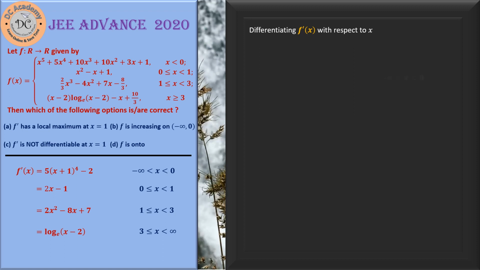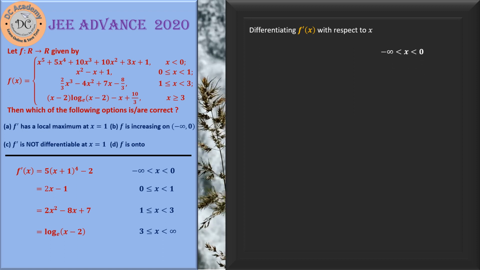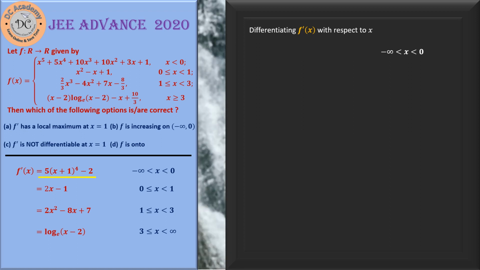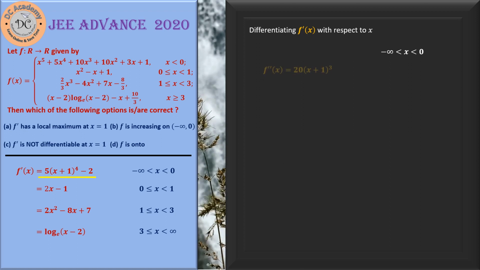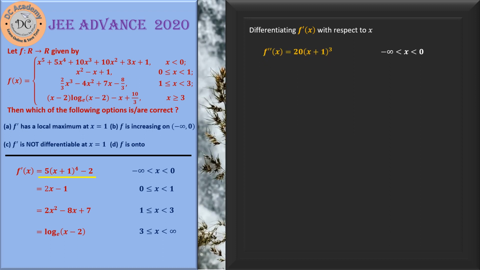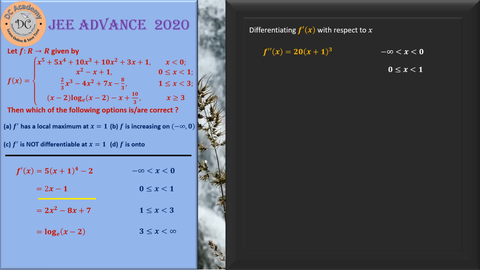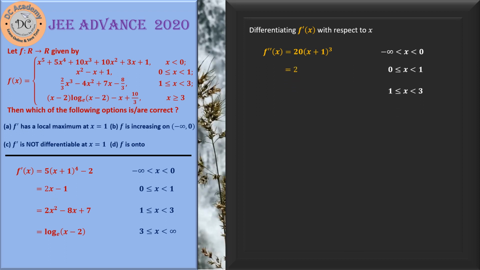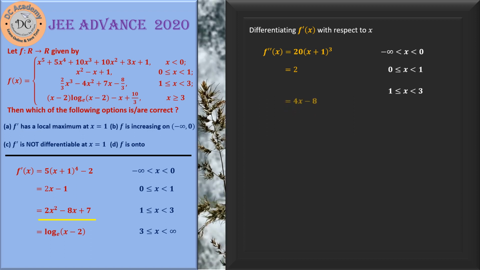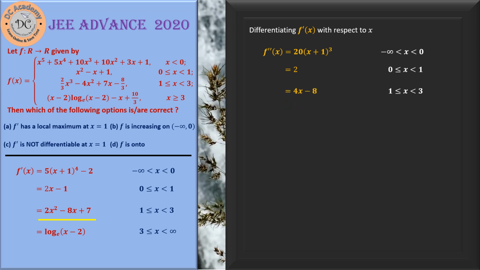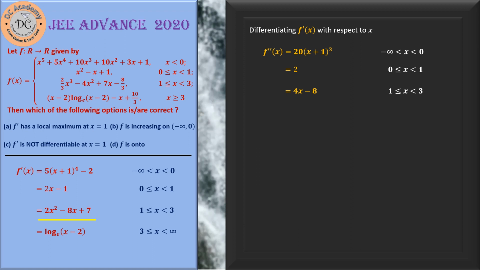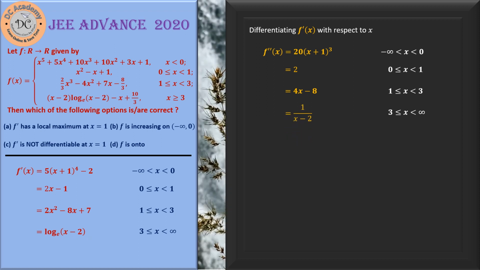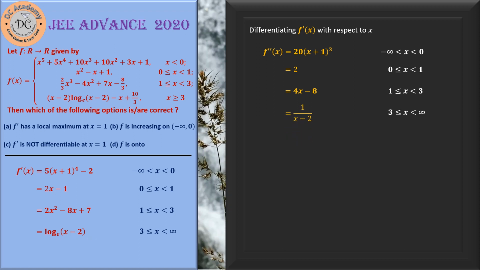First we consider the interval minus infinity to 0, where f dash x is equal to (5x+1) whole to the power 4 minus 2. If I differentiate, it will be 20(x+1) whole cube, a direct chain rule application. For 0 to 1, it will be 2x minus 1, differentiation gives 2. For 1 to 3, it will be 2x square minus 8x plus 7, which gives 4x minus 8. The last one, differentiation of log (x minus 2), will be 1 by (x minus 2) in the interval 3 to infinity. So all the derivatives are calculated.